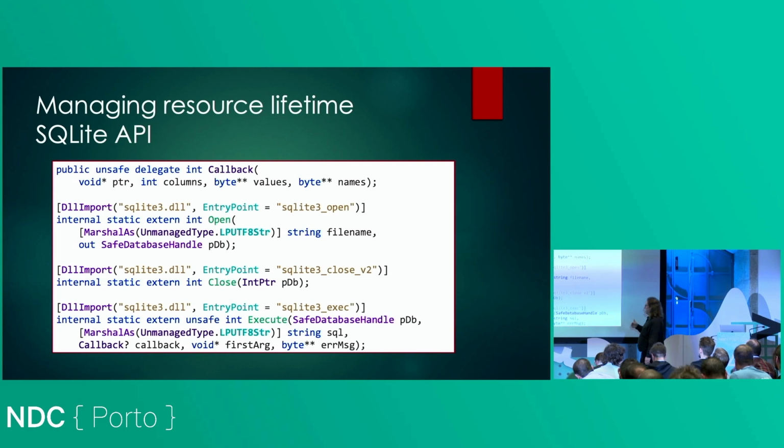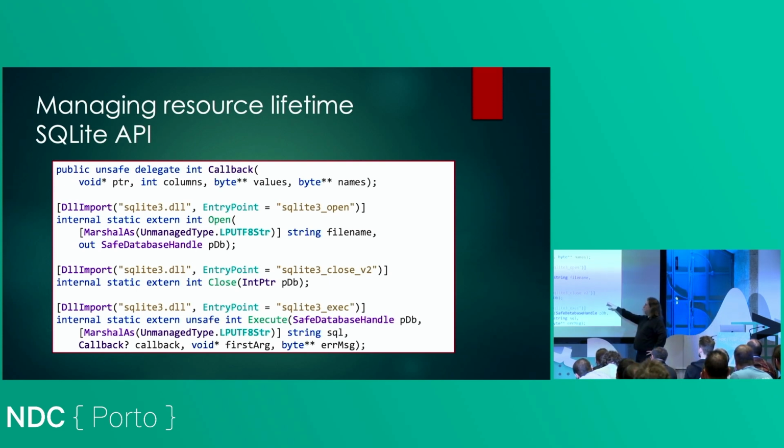And so for the limited example for this talk, what we need is there's a delegate callback. We'll come back to this, but 3 functions: open, close, and exec. So we can open a database, we can execute scripts, we can close it. And a few things about the DLL imports. So you see entry point here. Before, I did not specify this because I liked the actual function name, so I had them match, but they don't have to.